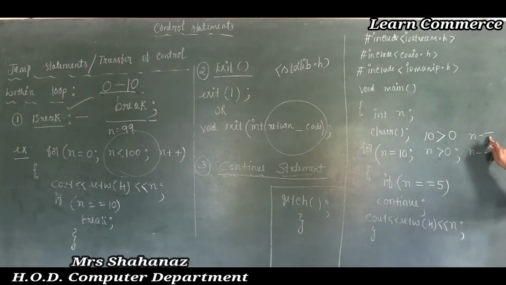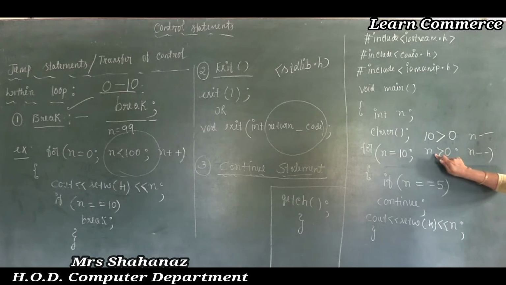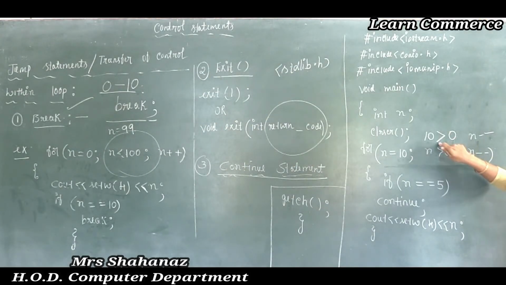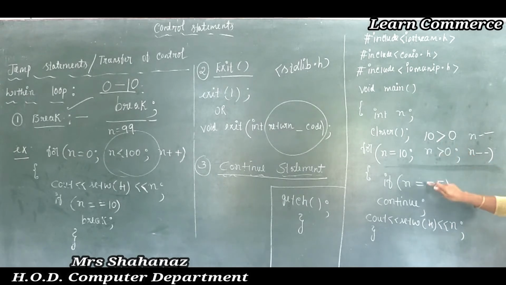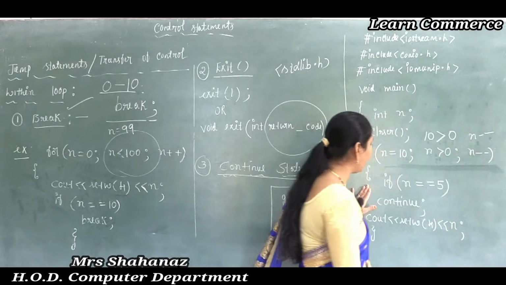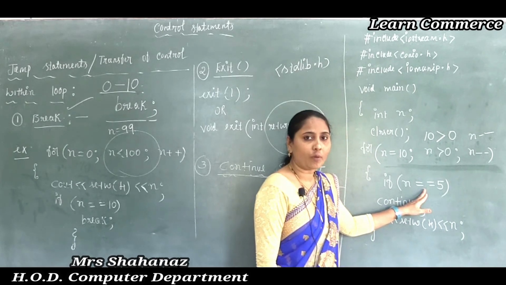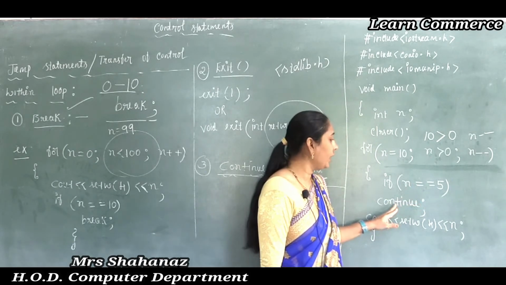So n minus minus here, and after checking the condition, we can say the condition is true. Next, it uses one more condition: if n is equal to 5, then continue.